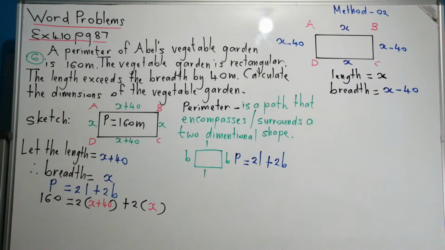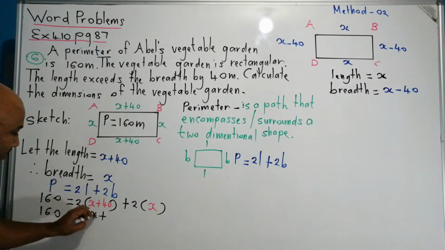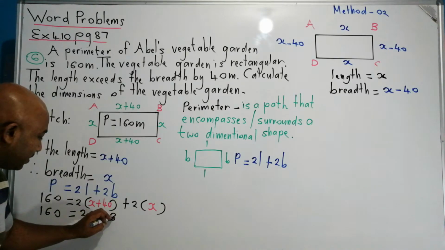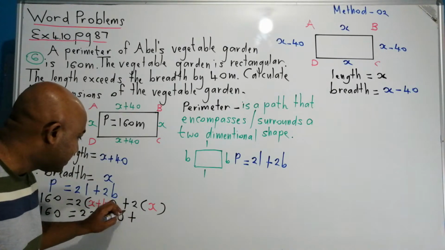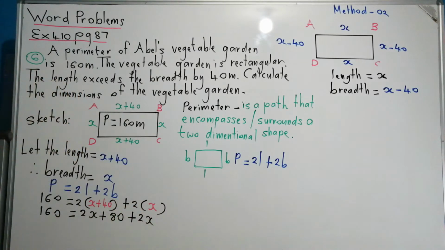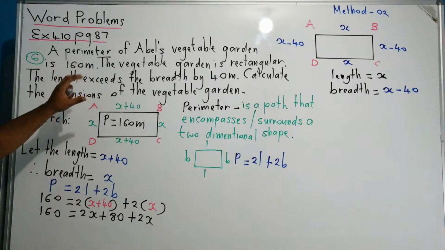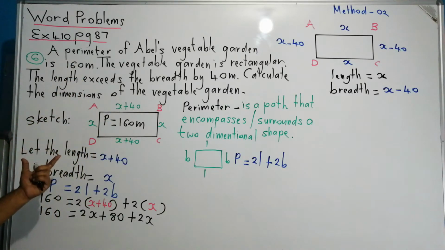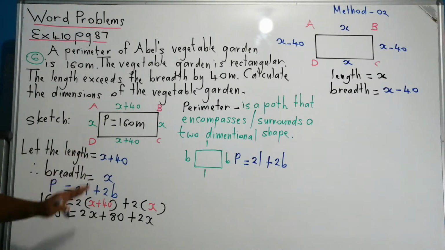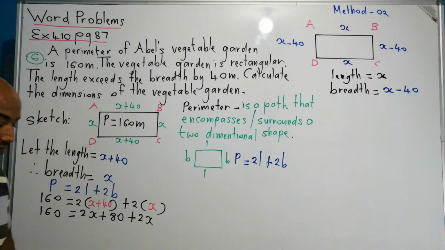Alright, so now what do we have? We remove the brackets and let's see what type of equation. So 160 is equal to 2 times x, which is 2x, 2 times 40, which is 80, and then we got plus 2 times x, which is 2x there. Alright, so now you can see the highest power here is a positive 1. So therefore this is a simple linear equation. The equation is easy to work out. The main thing is for you to understand the question and how do you assign a variable, how do you relate the sides in terms of the variable, in this case x.